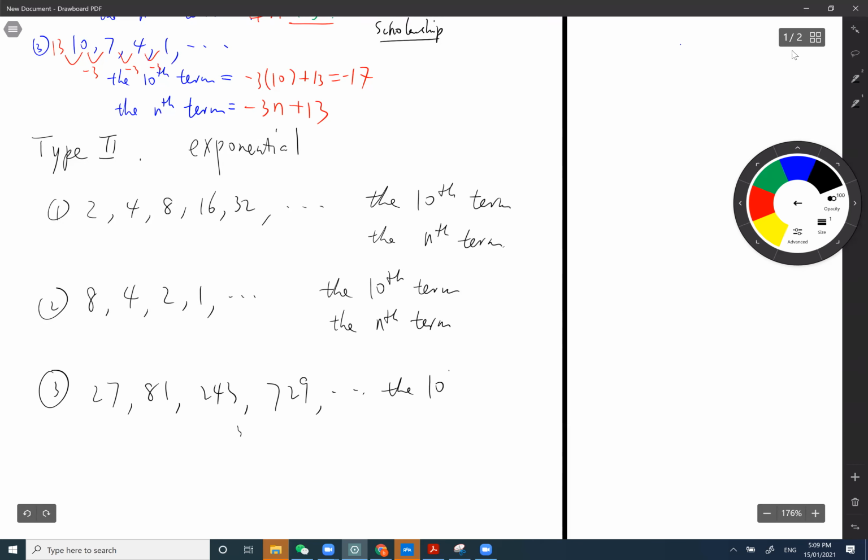You can use calculator on the basic one. Type 2.